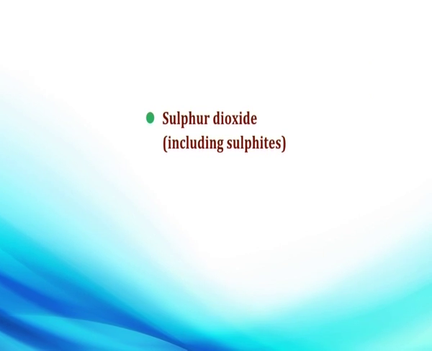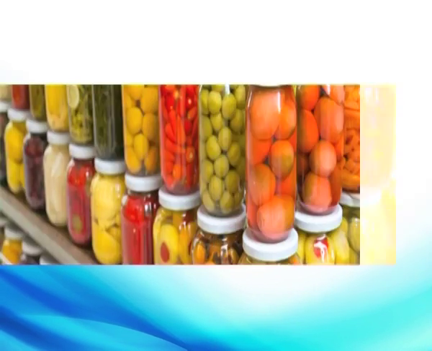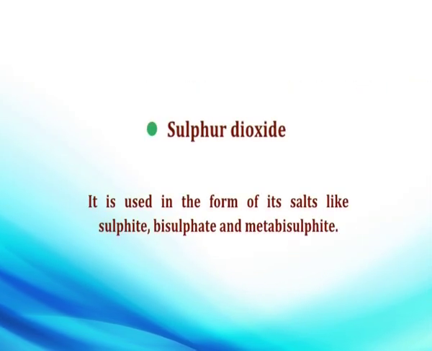Many chemical preservatives are available for use. However, not all preservatives are permitted for use. Two of the preservatives that are mostly used all over the world, including India, are sulfur dioxide, including sulfites, and benzoic acid, including benzoates. Sulfur dioxide is used in the form of its salts like sulfite, bisulfite, and metabisulfite.